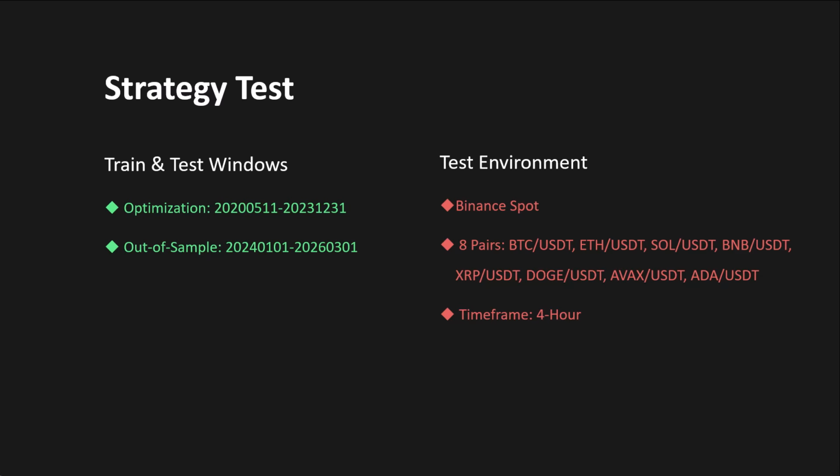Building a strategy is the easy part. The hard part is proving it actually works. So let me walk you through exactly how we put TS Momentum through its paces. We optimized TS Momentum on data from May 2020 through December 2023. That's the in-sample window. The strategy got to see that data during hyperopt tuning. Then we locked the parameters and we ran it forward on out-of-sample data from January 2024 through March 2026. The strategy had never seen this data, not one candle. This is the real test.